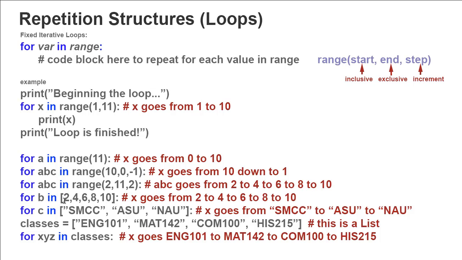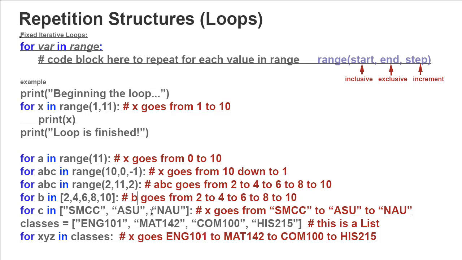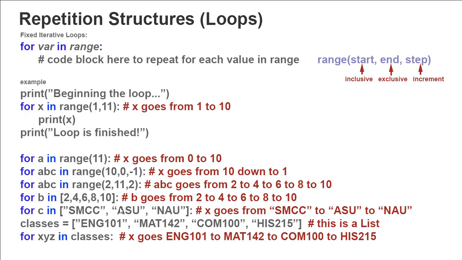And for B, we have a list. Now we're talking about lists in a couple weeks, but a list is simply a list of values, comma separated inside of square brackets. And again, I'm going to fix my comment here. So it says for B in 2, 4, 6, 8, 10. Just as we did before with ABC going from 2, 4, 6, 8, 10, this is another way of writing it. If we want to do a lot of numbers, we'd probably want to use the range. If it's a short number of values, then a list works great.